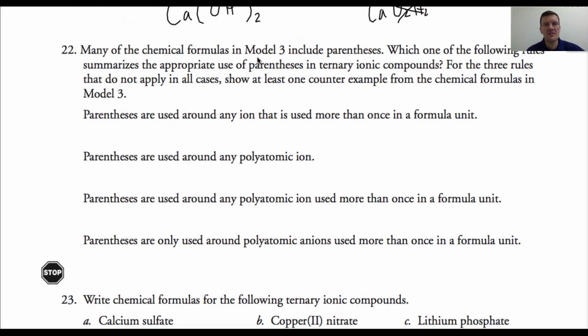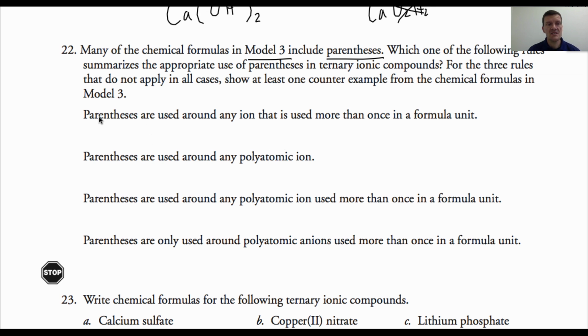Many of the chemical formulas in Model 3 include parentheses. Which one of the following rules summarizes the appropriate use of parentheses in ternary ionic compounds? For the 3 rules that do not apply in all cases, show at least one counterexample for the chemical formulas. Okay, let's walk through these. Parentheses are used around any ion that is used more than once in a formula unit.